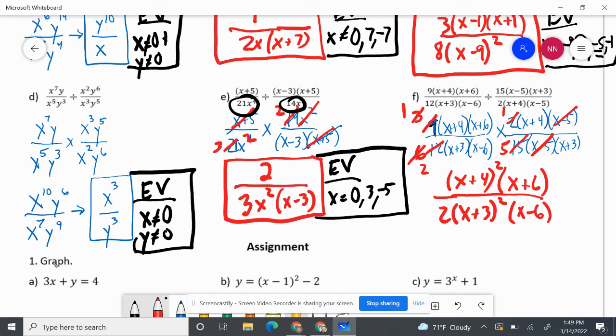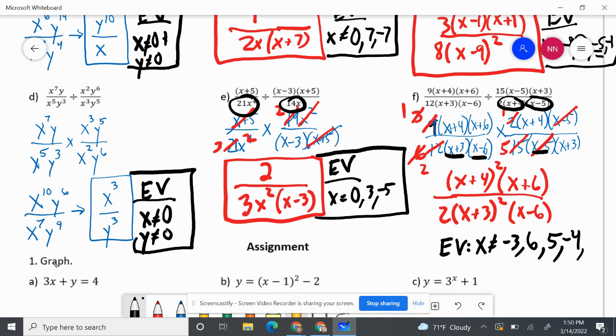Now, the next thing that we're going to do is our excluded values. And when we're looking at our excluded values, we're trying to see what gives us 0 in the denominator. So we have the -3 is the first one. We have the 6, which is the second one. What we have is the 5, and then the -3, which we already have. But remember, this was in the denominator before, so we also have to include those. So that would be a -4 and a +5, which we already have. So no need to put it again.